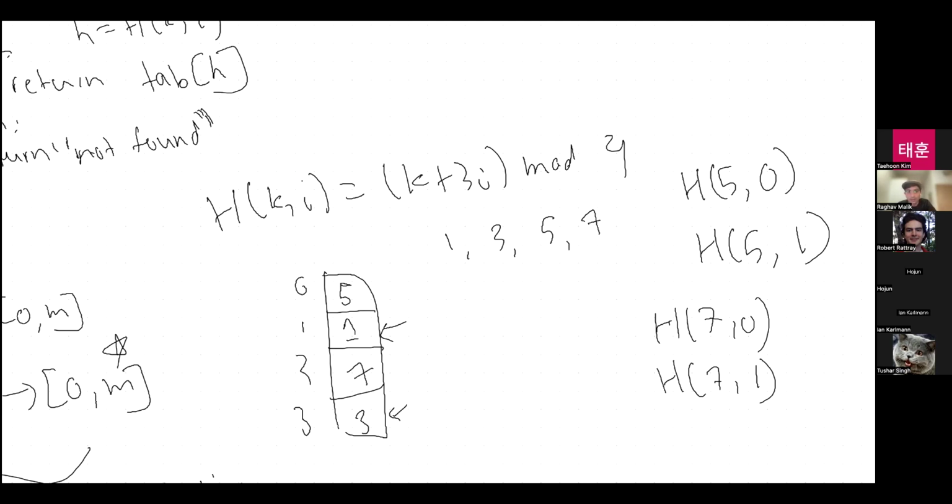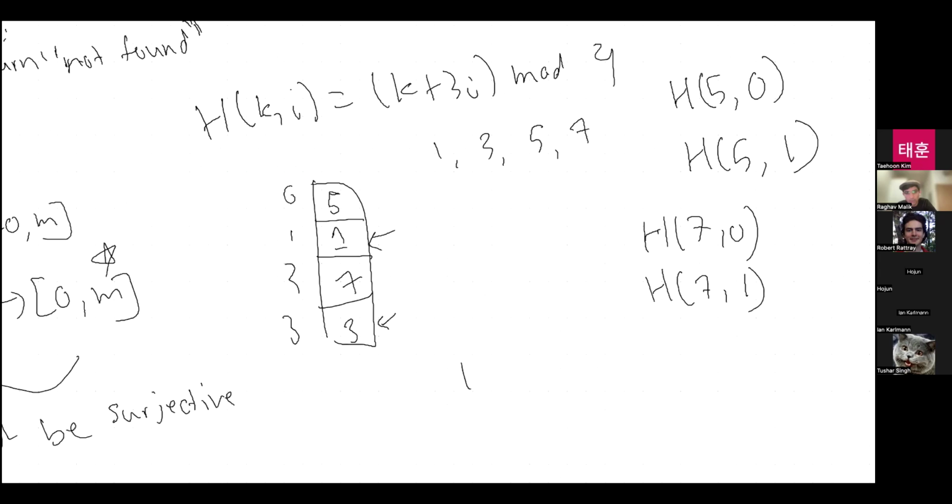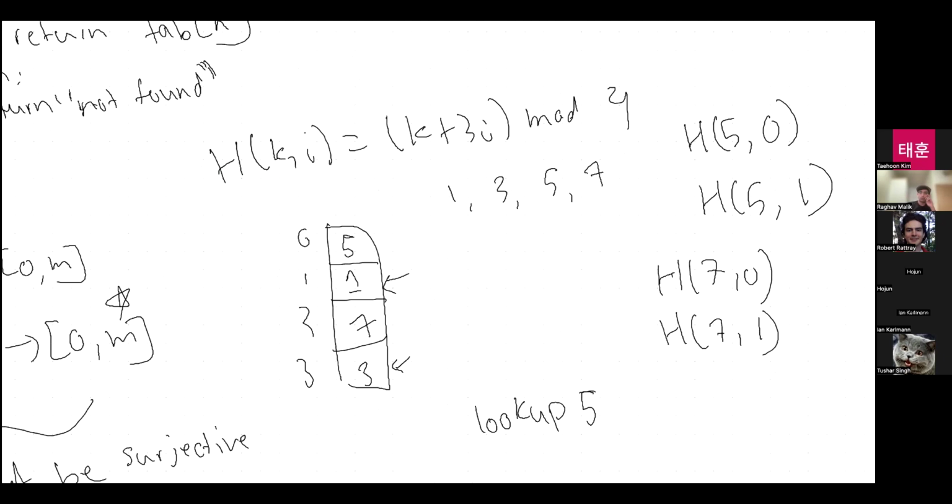Now, if I'm searching for 5, if I want to look up 5, I can do the same thing. I hash 5 comma 0. Remember, if I'm looking up 5, I don't know how many times I had to probe to find the 5, right? So I have to start by hashing at 5 comma 0. I look here, there's something here, but it's not the thing that I want. Okay, so I'm going to increment i, I hash 5 comma 1, and I find it right here, right?